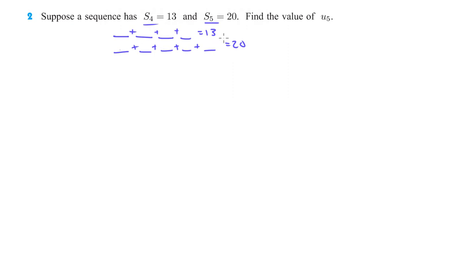So they're asking, find the value then of u sub 5. So if you take all these, those are going to be the same, those are going to be the same, and those are going to be the same. 13 plus what gives us 20? 7. So u sub 5 has to equal 7.